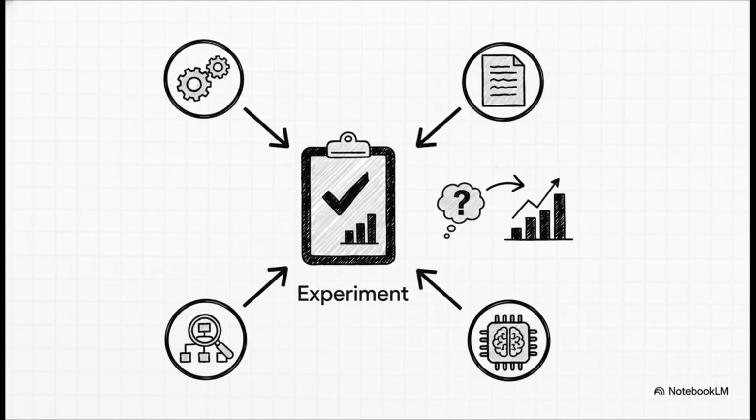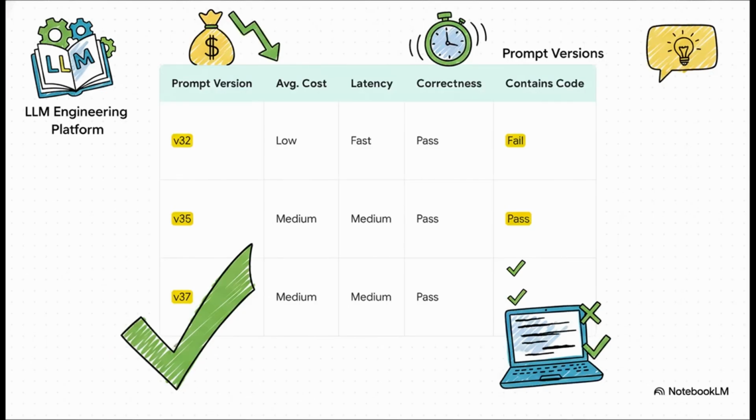And the cool thing is, you can test pretty much any change you can think of. Want to try a new prompt? Run an experiment. Thinking about switching to a different model? Run an experiment. Tweaking how you retrieve documents? You get the picture. It takes you from just guessing that something is better to actually knowing it with data to back it up.